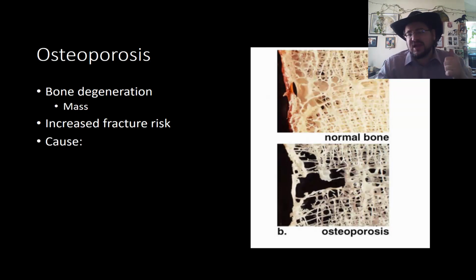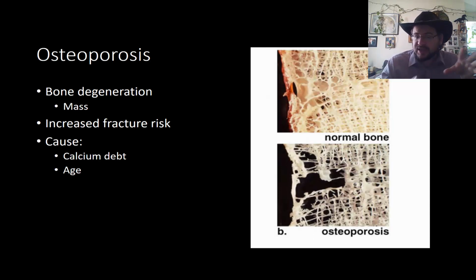So one of the biggest causes of osteoporosis is calcium debt when you're not old. So if you have a calcium debt in your body, you're not ingesting enough calcium. Remember, I said osteoclasts will break down bone to release calcium because you need it for muscle movement, right? So if you are not getting enough dietary calcium, you'll lose bone mass.